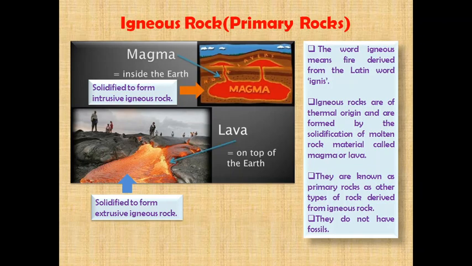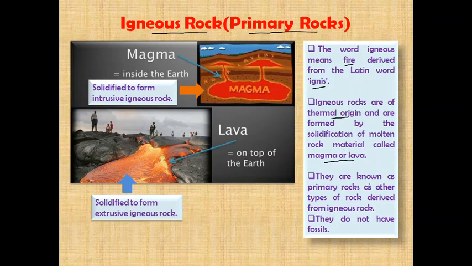Now at first I will explain about igneous rock. Igneous rock is also known as primary rocks. The word igneous means fire. This particular word is derived from the Latin word ignis. Now igneous rocks are of thermal origin and are formed by the solidification of molten material called magma or lava.